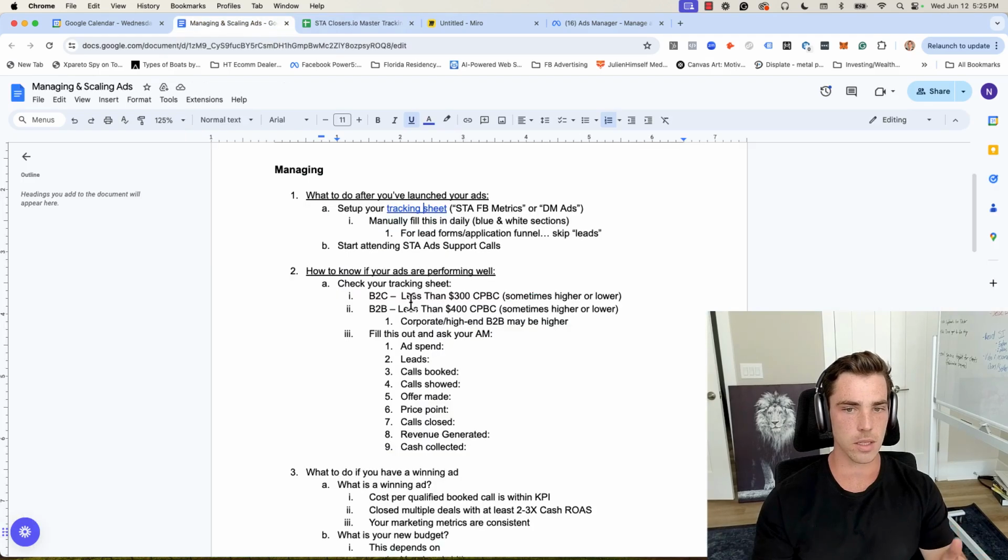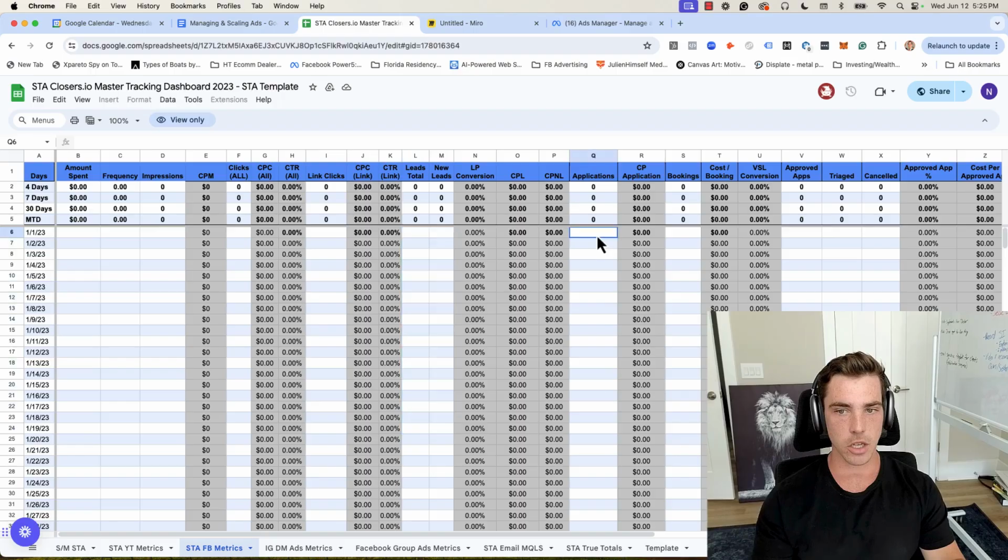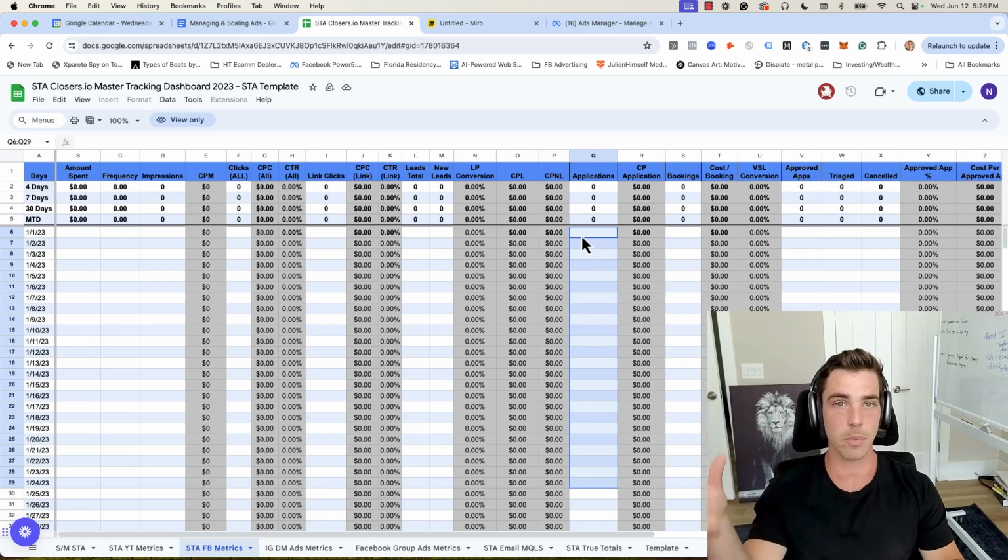And one other nuance, if you are running the lead form or application funnel, you're gonna skip leads on this tracking sheet and just do applications, okay? So leads are right here. If you're doing the lead form funnel or an application funnel without an opt-in, you're just gonna use application, okay? Because that's the point at which someone becomes a lead, is through the lead form application or the application on your landing page if you're doing the application funnel, okay?